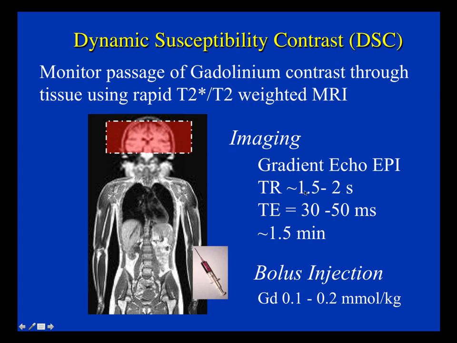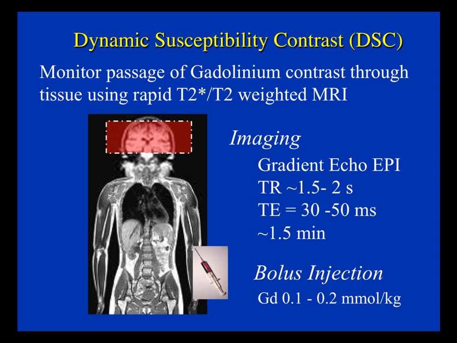So we repeat the acquisition of the same slices over and over again for about 1.5 minutes, so that we can actually capture the whole passage of contrast through the brain.